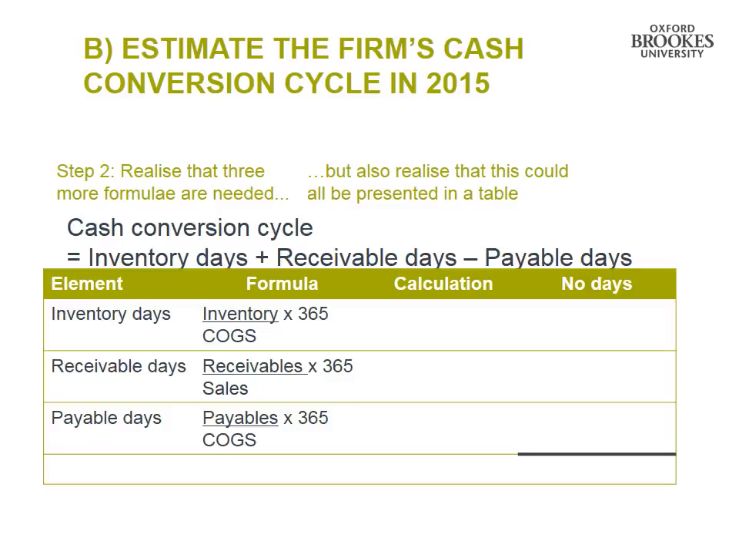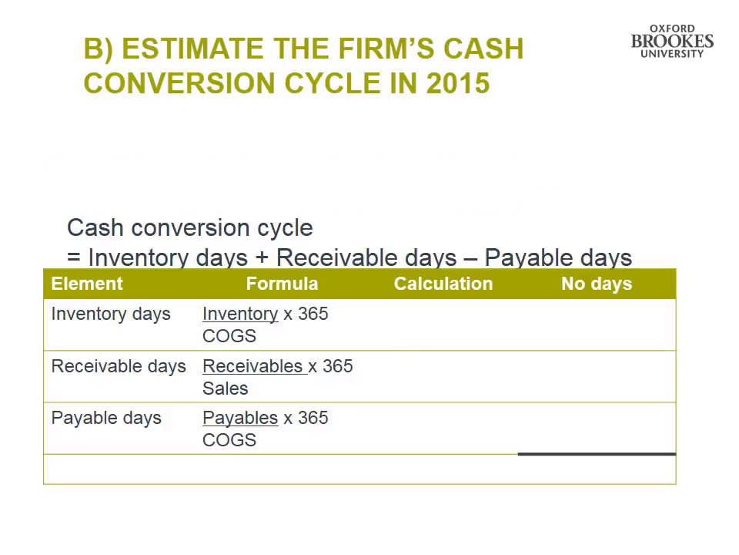First of all, let's have a look at the formulae. The inventory is compared with cost of goods sold, COGS. Why? Because inventory is valued at cost. So if we compare it with sales, that's comparing two different things. The prices of the inventory and the prices of the sales are different. So we compare it with cost of goods sold. Receivables, though, these are valued at sales prices, so we compare that with sales.